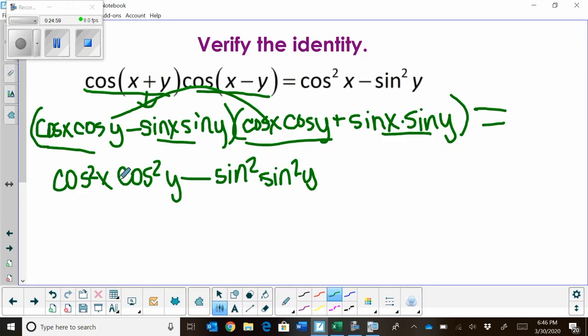Well, that's not the identity. But is there anything else? Whoops, I forgot my x in here. Is there anything else we know? Well, sine x minus sine y. Is there anything we could do here? I'm not seeing it. I really am not seeing it.